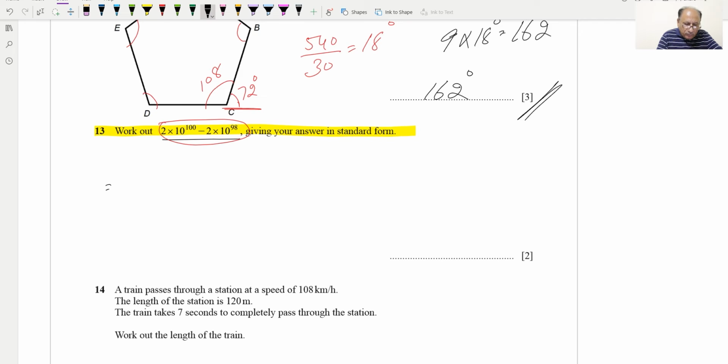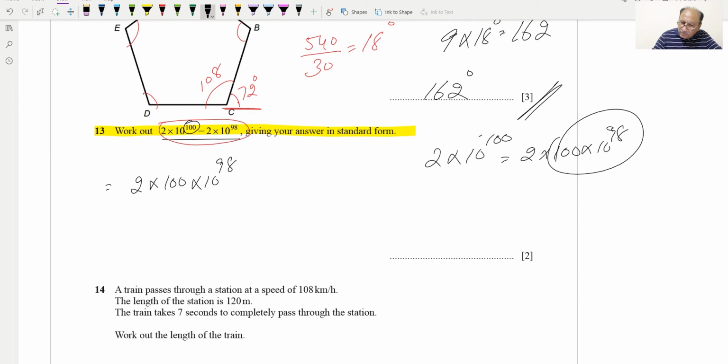So what we can do is change this to 10 raised to the power 98. We can write it as 2 into 100 into 10 raised to the power 98. What we have done is written 2 into 10 raised to the power 100 as 2 into 100 into 10 raised to the power 98, because these two will result in 10 raised to the power 100. Hopefully you understood this. I'm erasing this rough work explanation.